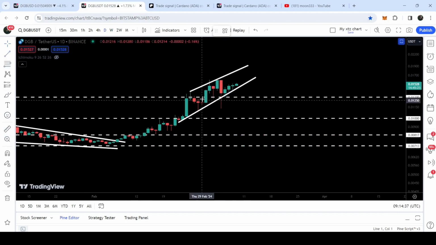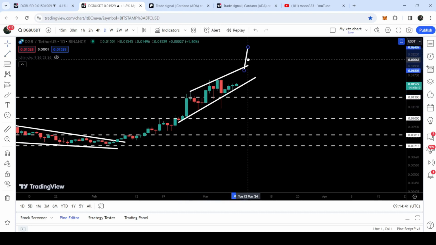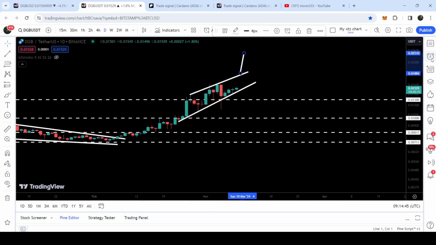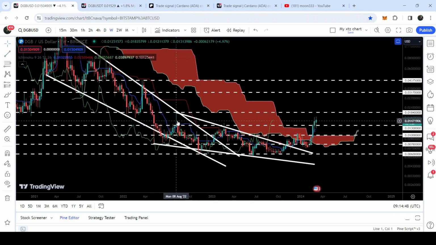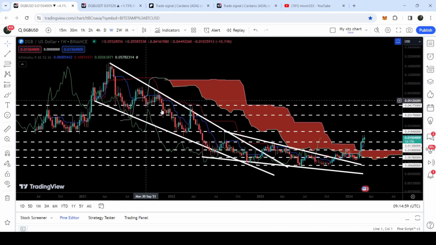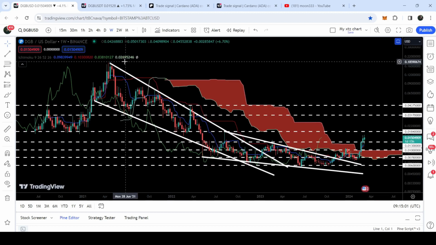Now, if we take a look at the target in case of breaking out of this rising wedge pattern, the target will be here. For example, if we have a breakout from here, then the target can be approximately at 2.5 cents. The target for the breakout from the falling wedge pattern that happened on the 7-day time frame chart is here at the top of this wedge, approximately at 1.84 cents. And the final target for this huge breakout from this big falling wedge pattern is here at the top of this wedge, approximately between 18 cents to 20 cents.